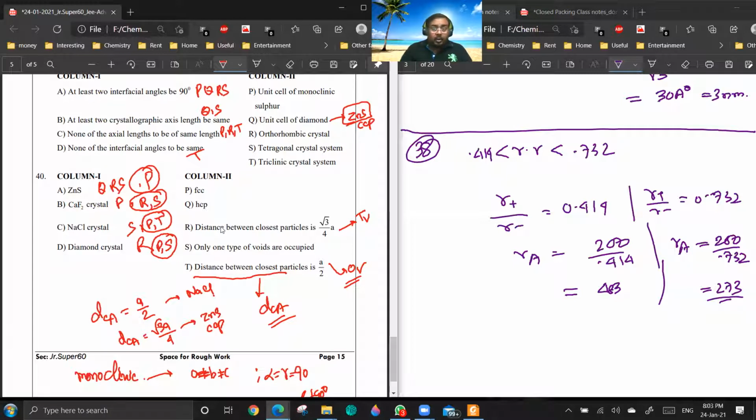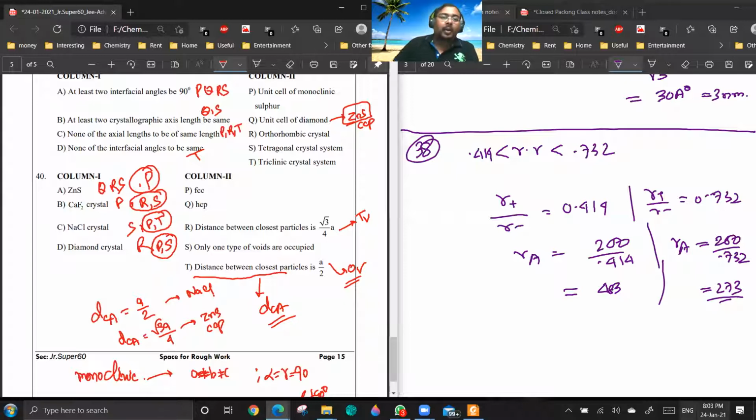So in zinc sulfide, your zinc 2 plus ion is in tetrahedral voids, so root 3 by 4a. So QRS and P is also correct, because there is another structure of zinc sulfide, the wurtzite structure, which is HCP. They have not given P, only QRS, so P is also correct. The sphalerite structure is FCC only. Is it clear?